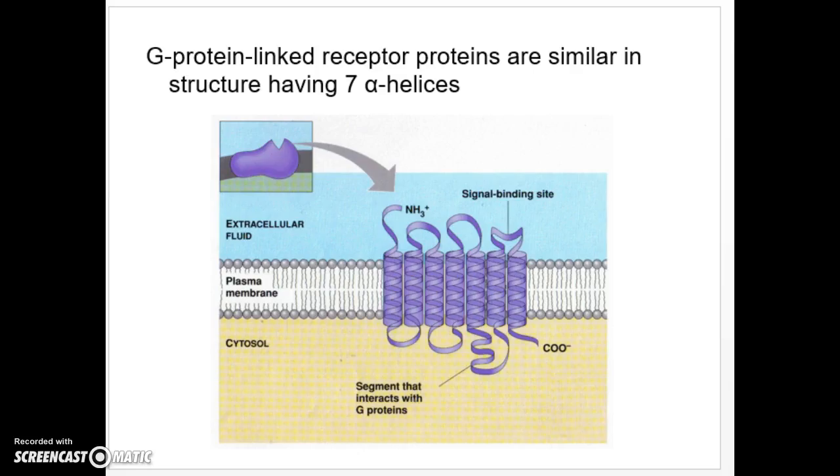What they're made up of is one long protein that actually goes back and forth. It weaves back and forth through the plasma membrane 7 times. And as it's passing through the plasma membrane, it's in an alpha helix. So there are 7 alpha helices that make up a G protein receptor.